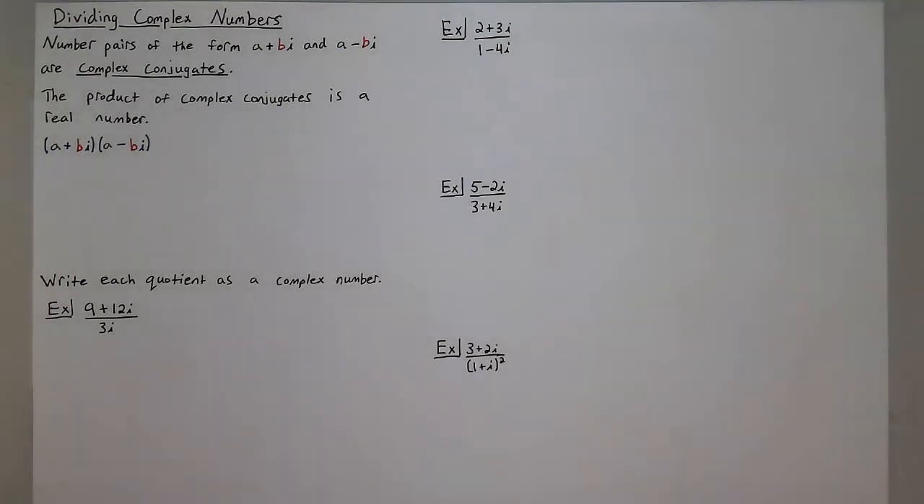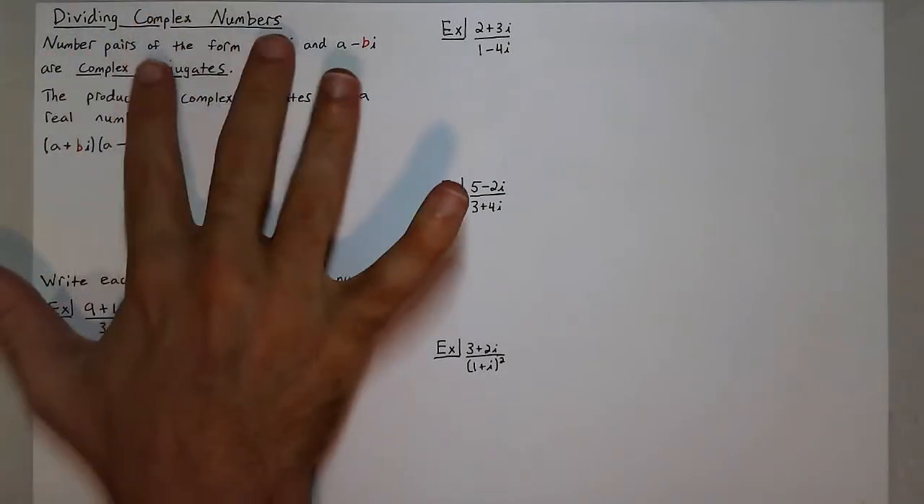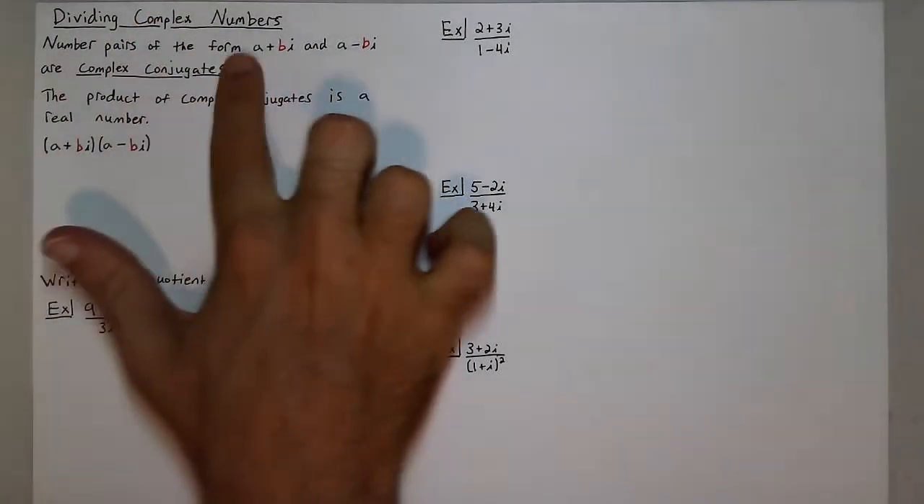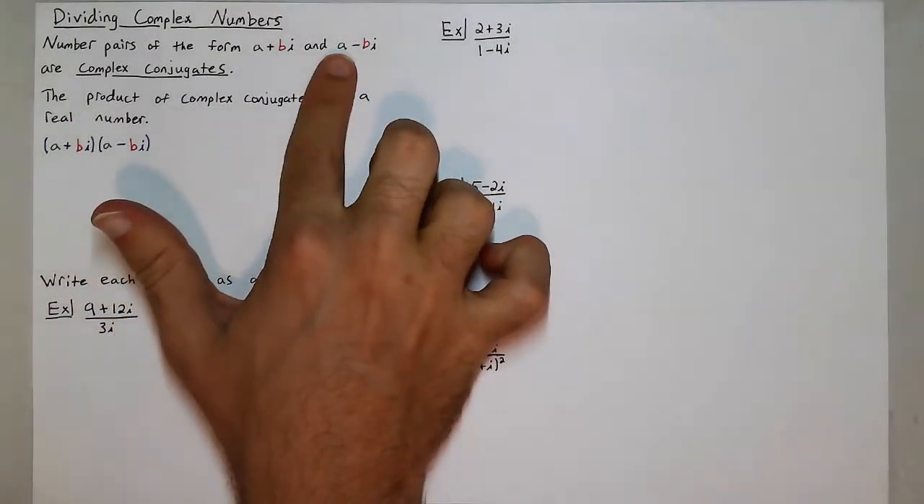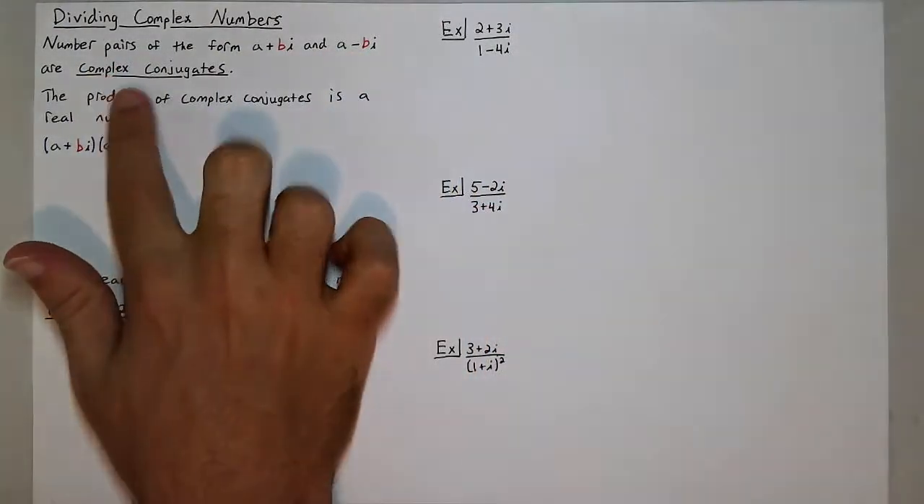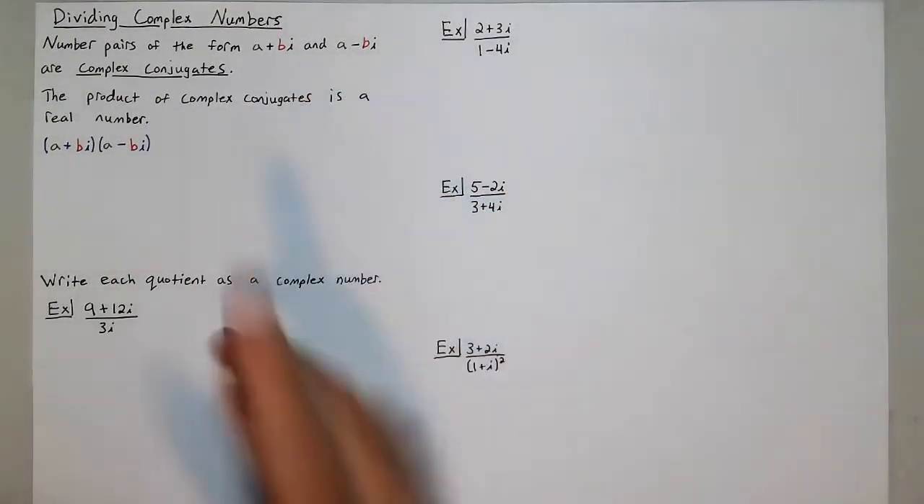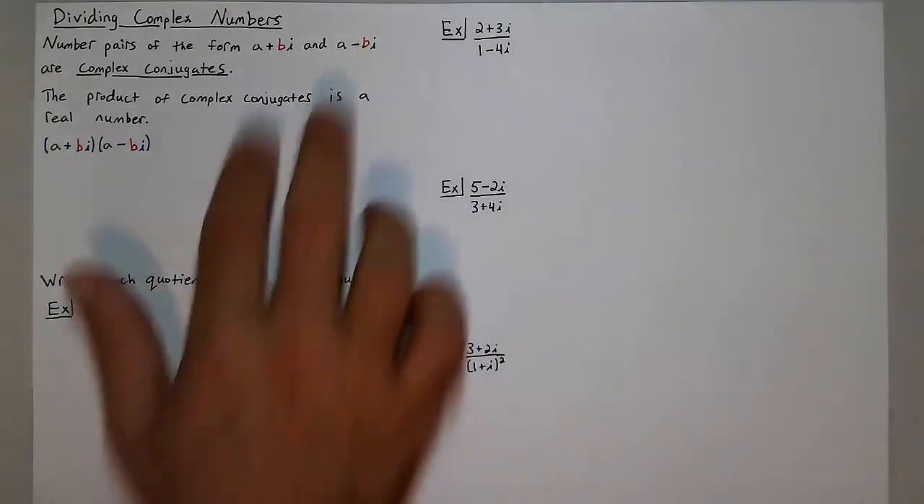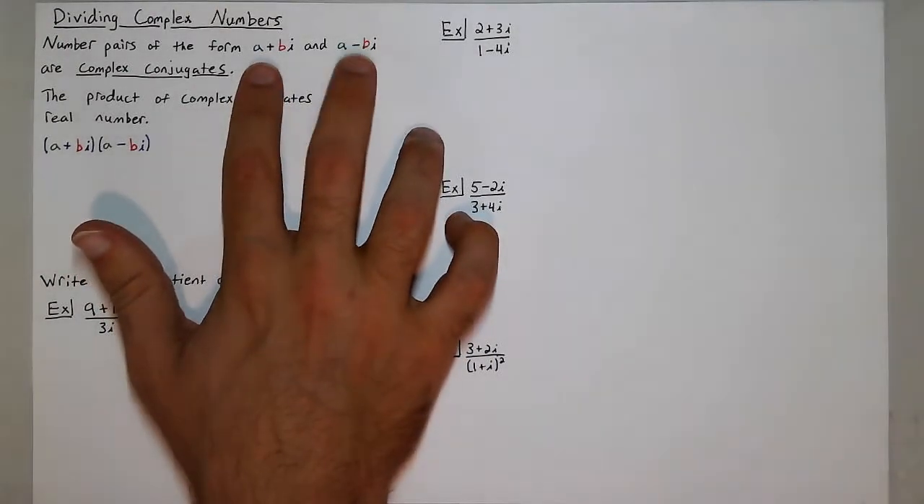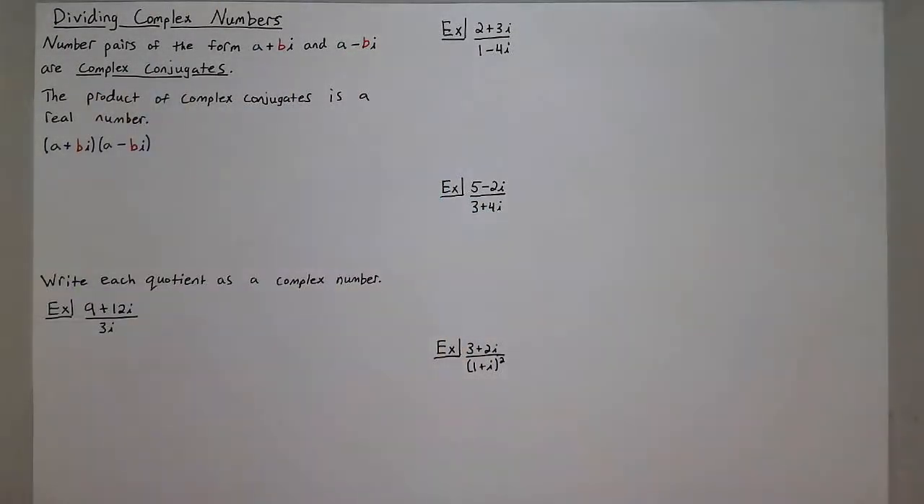In this video, we're going to learn how to divide complex numbers. So I'm going to start off with a statement that number pairs of the form a plus bi and a minus bi are complex conjugates. The fact that we just add one and subtract the other already makes them conjugates, but since we're dealing with complex numbers, we call those complex conjugates.